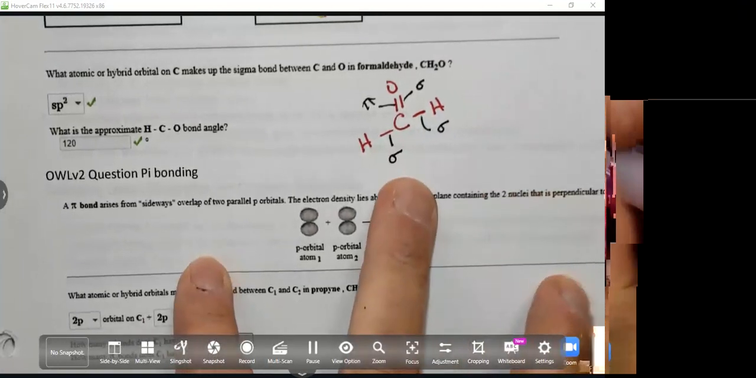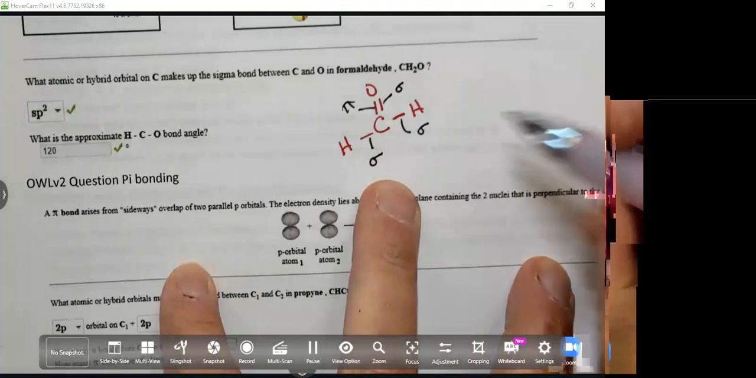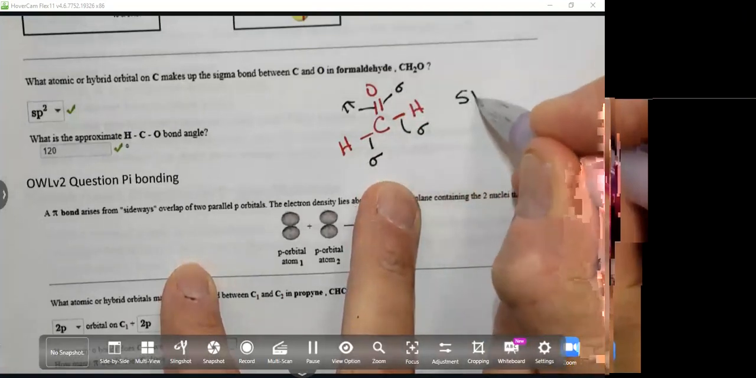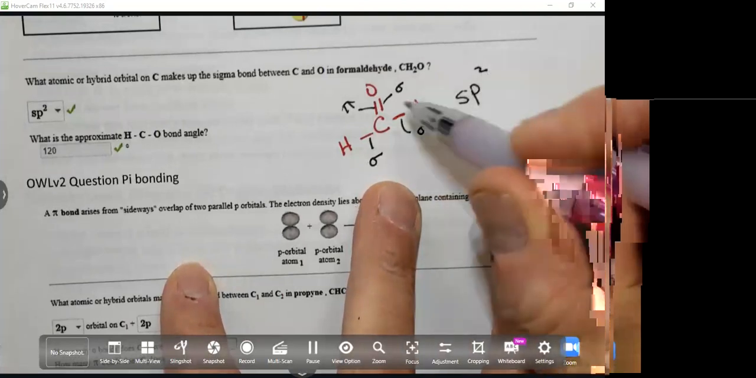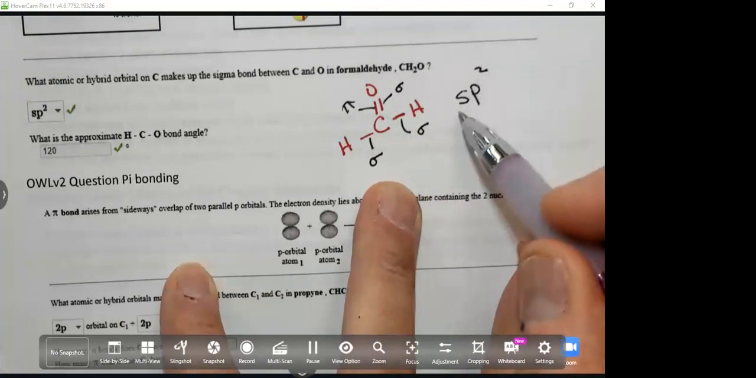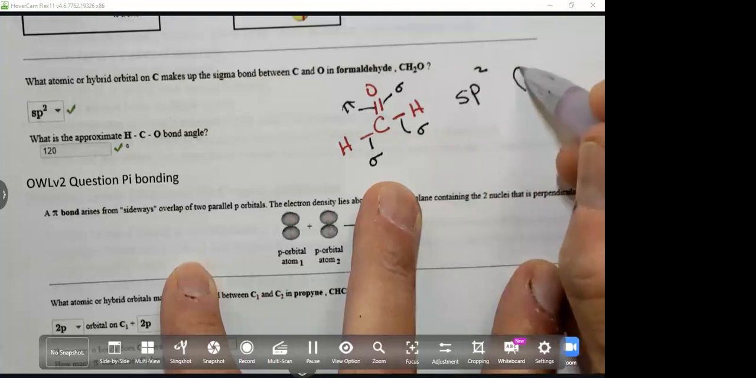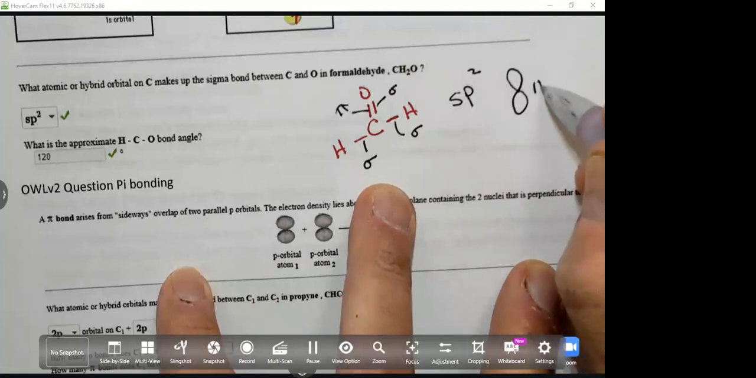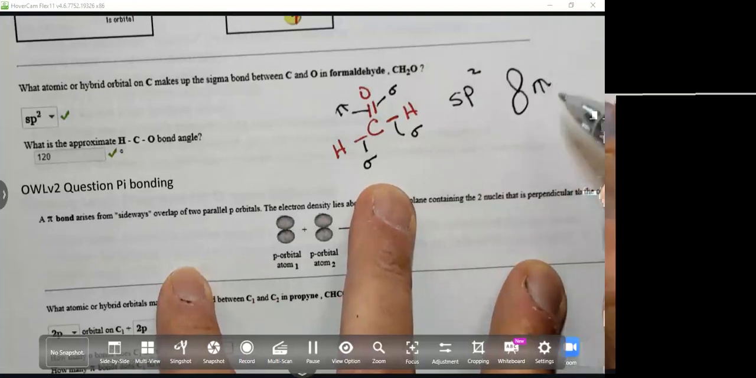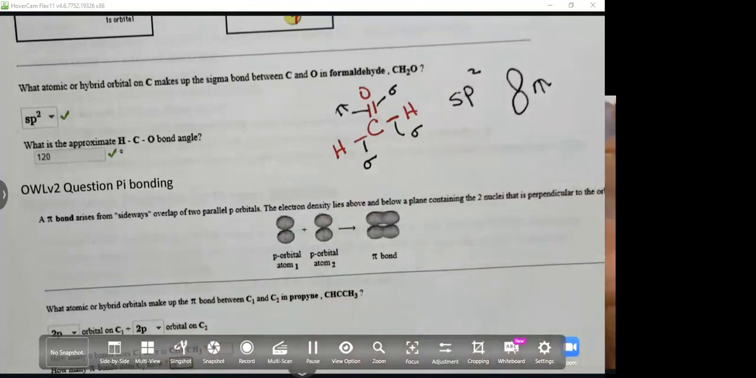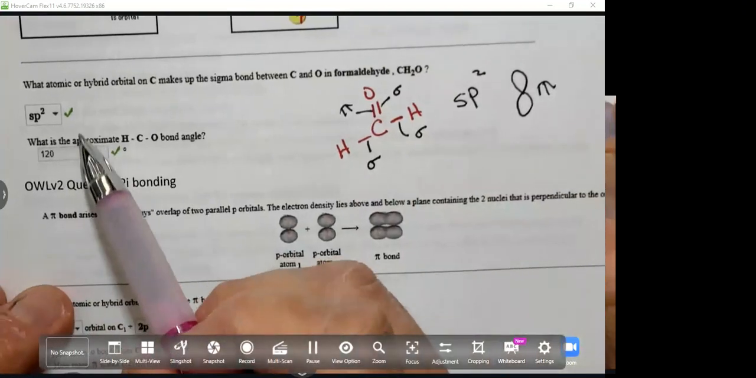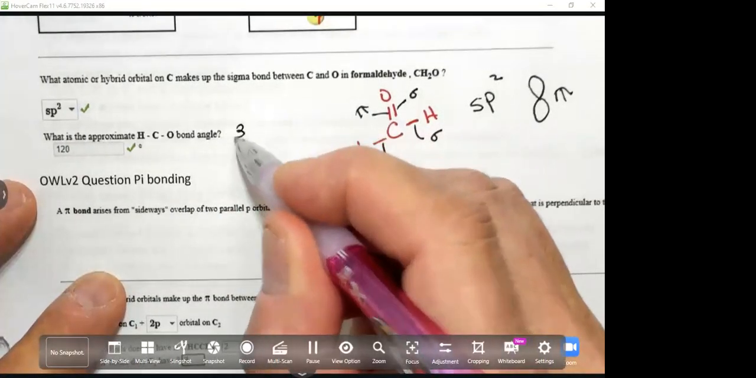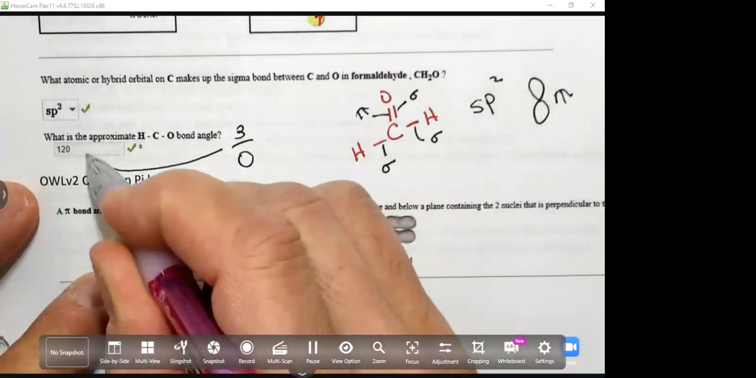How many sigma bonds do we have? 3. That means that is sp2. If I add up the 3 sigma bonds, I get sp2. That would leave a regular p orbital for the pi bond, right? Regular p orbital for the pi bond. So sp2, and this is actually a 3, 0, which would give us 1.